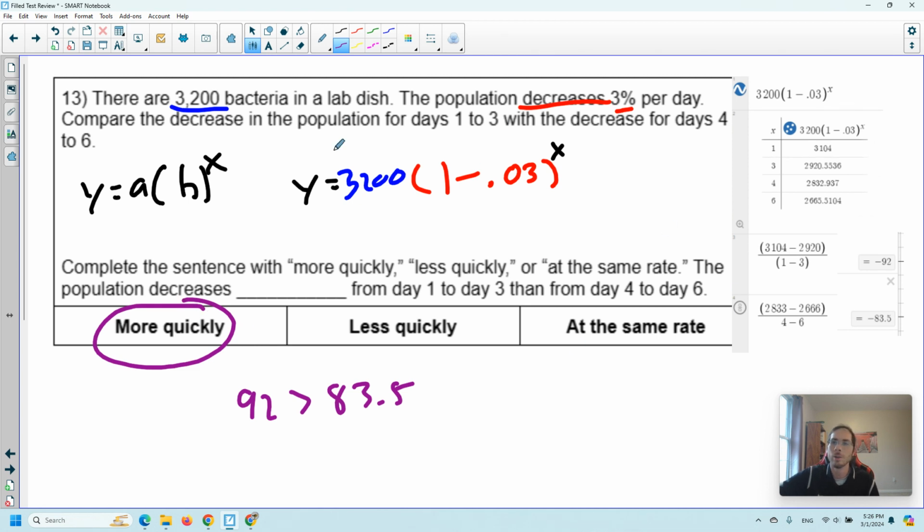We actually didn't need to do any of this work if we just remember a decay function, because this is a decay because it's decreasing. I almost turned it into increasing. But since that's decreasing, we know the overall shape looks like that. And we are very steep here, and we're not as steep over at the end. So we could just answer that right away without doing any of the work if we know the idea behind the curve.